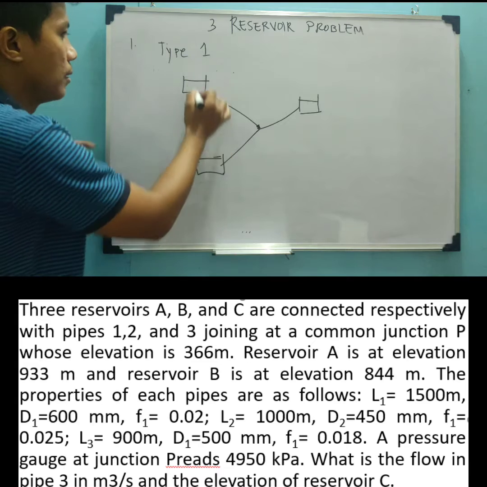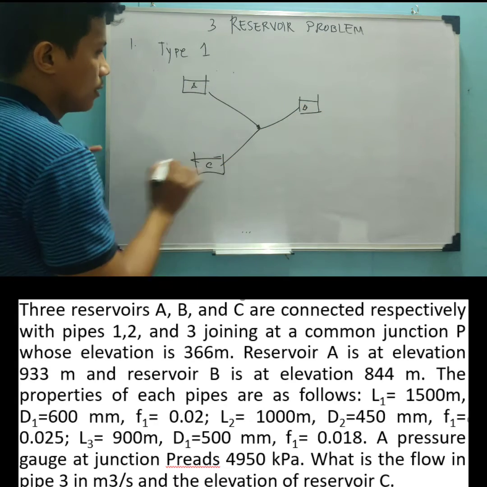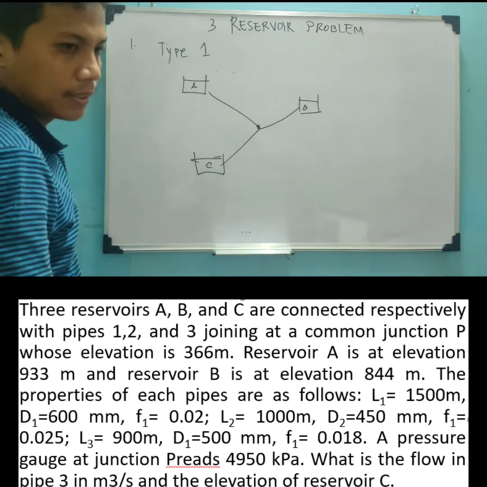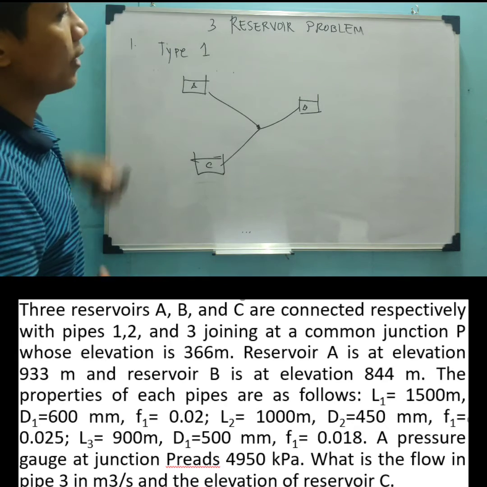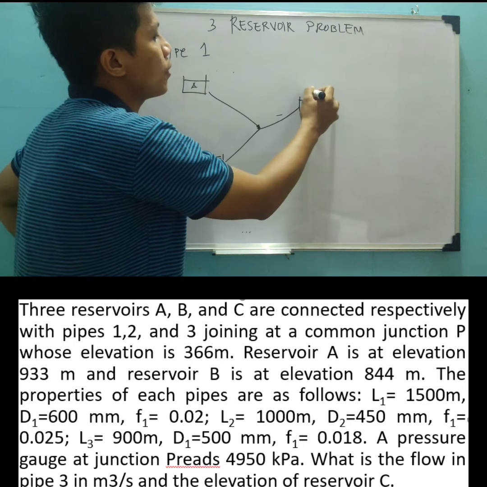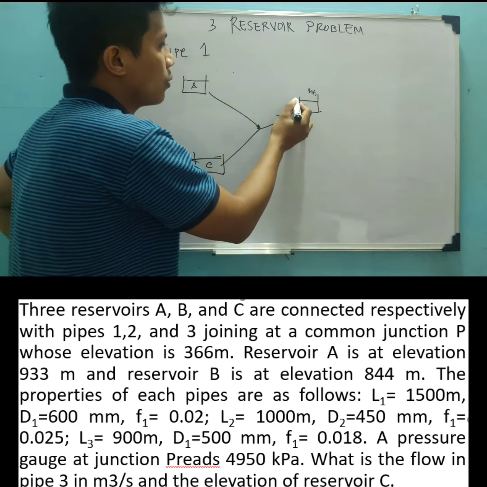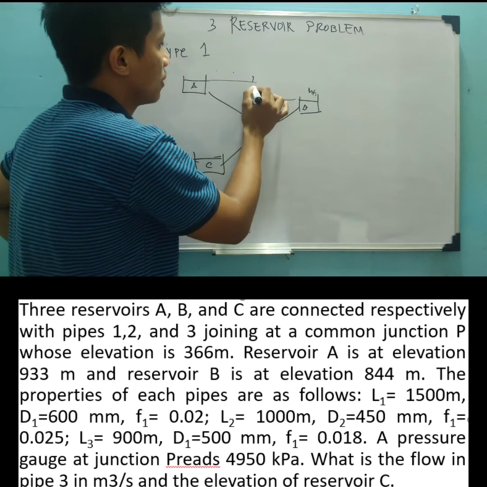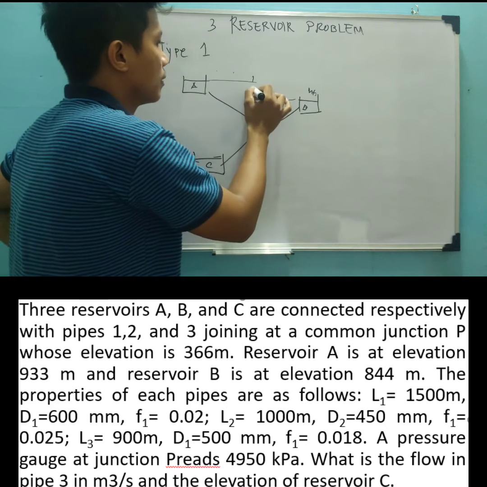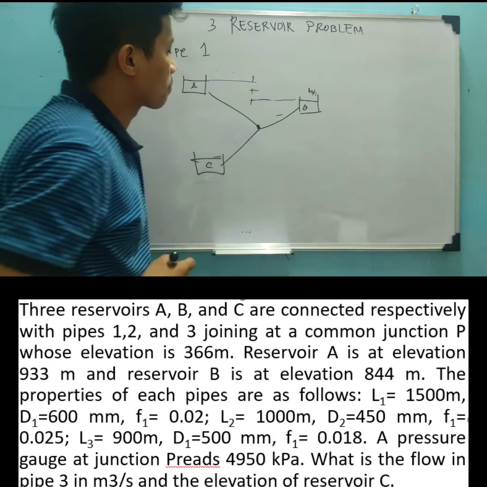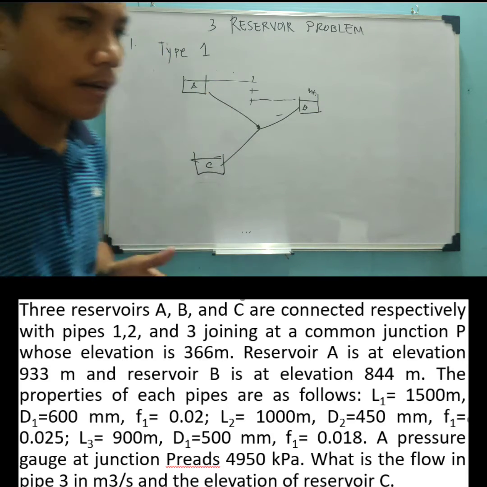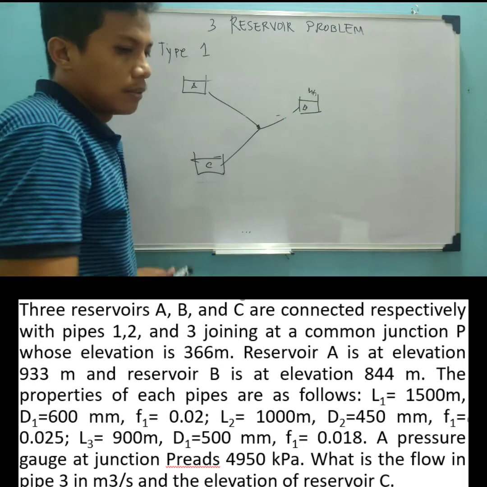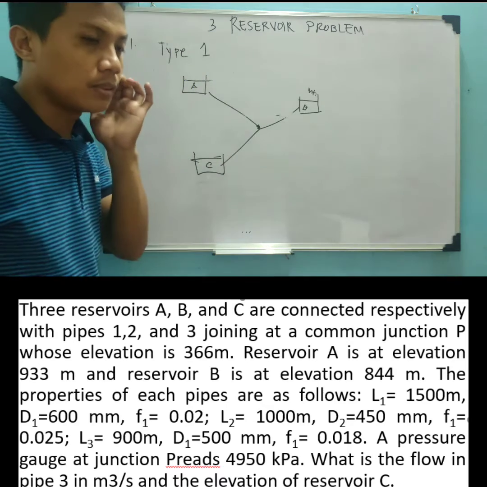So, let's say A, B, and C. When one of the discharges is given, that's where you start. For example, here the pipe is given, so you can get the head loss here. Then once you get the head loss, you can get the difference in elevation of this. The main idea in solving is, wherever there is a given, that's where you start.